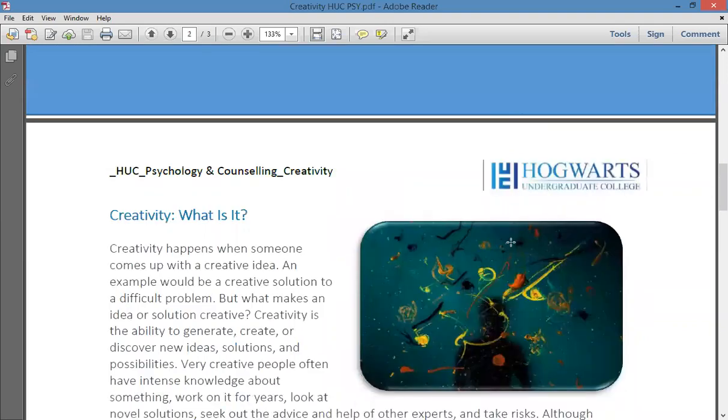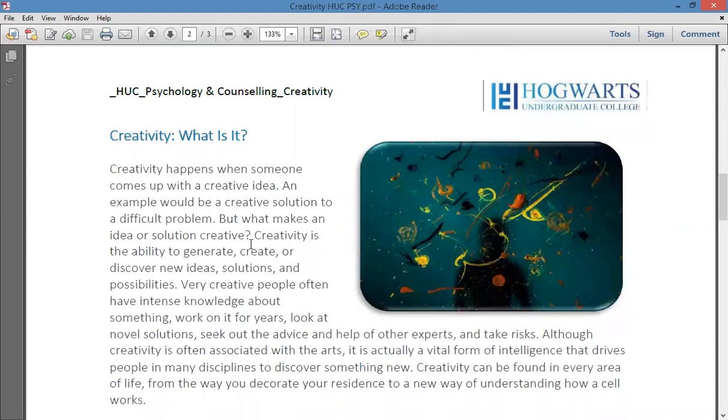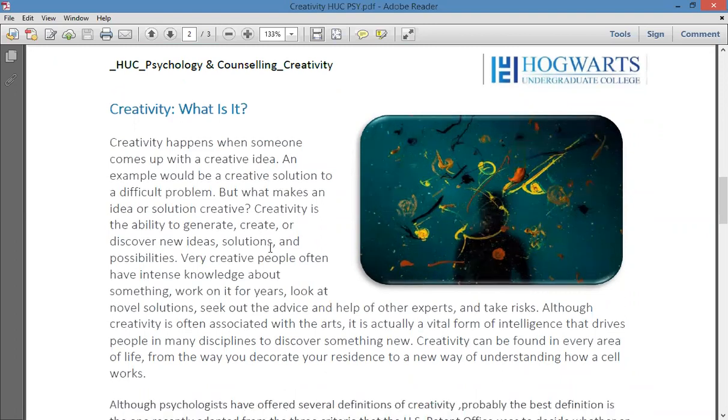Now here, what is creativity? Creativity happens when someone comes up with a creative idea. An example would be a creative solution to a difficult problem. But what makes an idea or solution creative? Creativity is the ability to generate, create, or discover new ideas, solutions, and possibilities. So this is the answer to what is creativity.